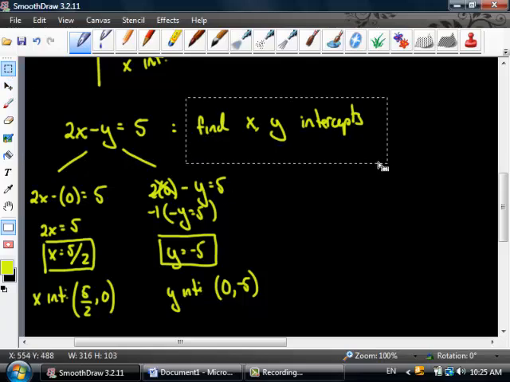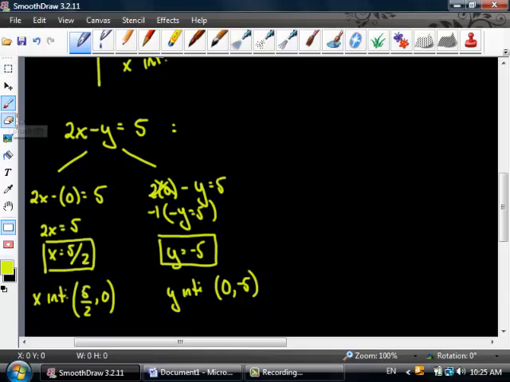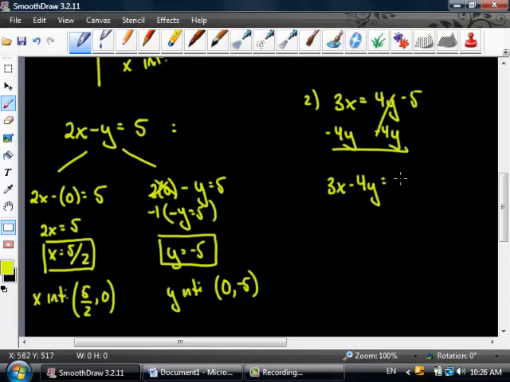Okay, if I asked you to find the x-y intercepts for, let's see here, how about something a little harder? Number 2 here, 3x equals 4y minus 5. Well, the problem with this thing is that it's not in standard form yet. So let's go and just put it in standard form. To put it in standard form, I'm going to have to do what, Soph? Okay, so how do I do that? Subtract 4y from both sides. So 3x minus 4y equals negative 5.